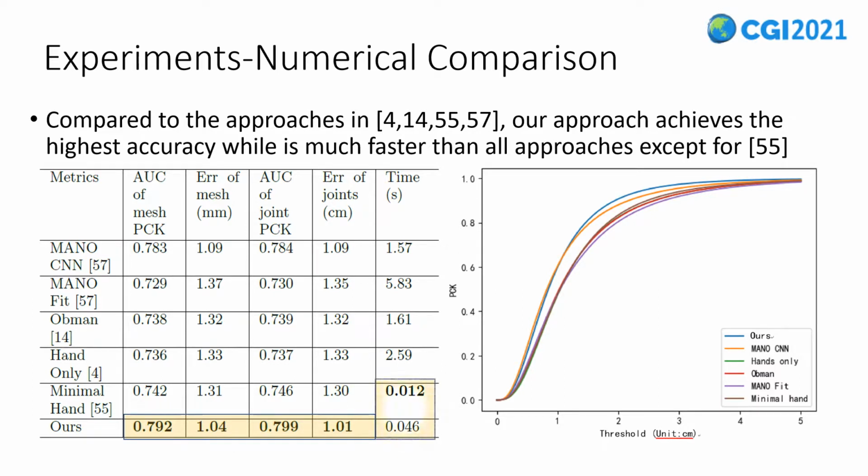Although Minimal Hand is faster than our approach, its accuracy indices are the worst. The figure on the right depicts the percentage of correct keypoints curves by some approaches and ours. It can be observed that our approach performs the best.